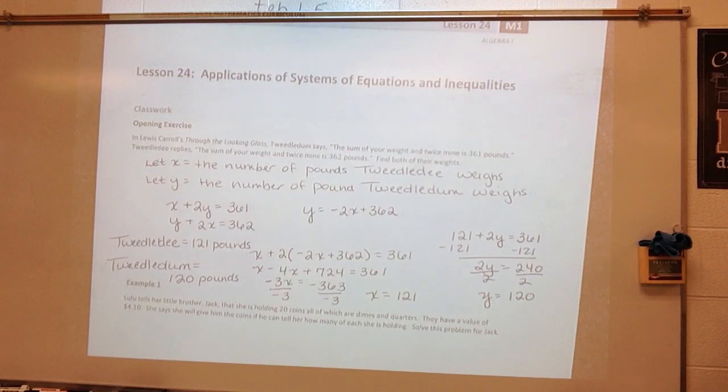What other pieces of information would be useful in figuring this out? The total amount of money that I had. Did I have more dimes or more quarters? Things like that would be really helpful.